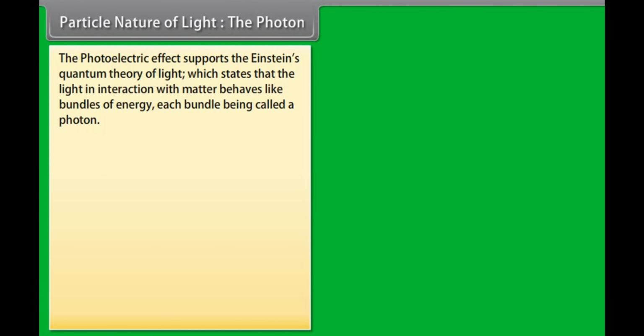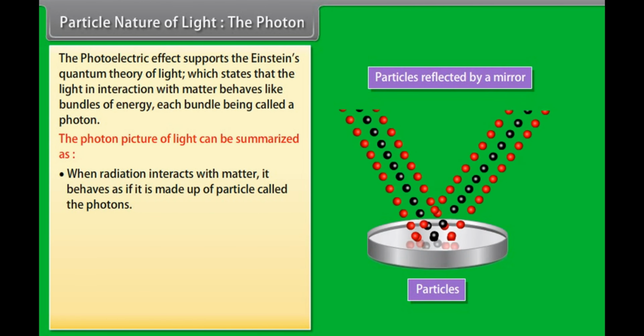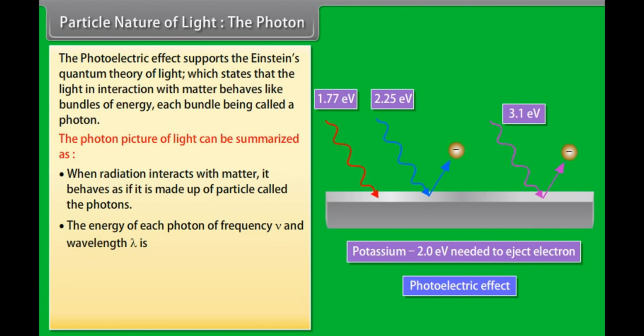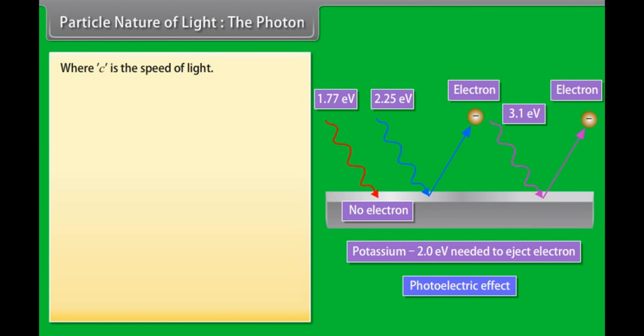Particle nature of light, the photon. The photoelectric effect supports Einstein's quantum theory of light, which states that light in interaction with matter behaves like bundles of energy, each bundle being called a photon. The photon picture of light can be summarized as: when radiation interacts with matter, it behaves as if it is made up of particles called photons. The energy of each photon of frequency nu and wavelength lambda is E as h nu, which is equal to hc by lambda. The momentum of a photon p is equal to h nu by c, which equals h by lambda, where c is the speed of light.